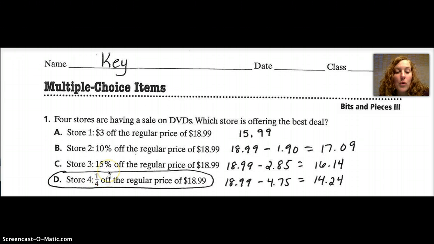Store 4 offers 1/4 off the regular price. So in this one, you have to know that 1/4 is 25%. You multiply the $18.99 by 25%, and that gives you $4.75. So you could have said, well, 25% is more than 10 and 15, so that's going to be obviously the biggest deal. But which is better, $3 off or 25%? So that's what it really comes down to. But it ends up being D. Choice D, $14.24 is the best deal that you can get.